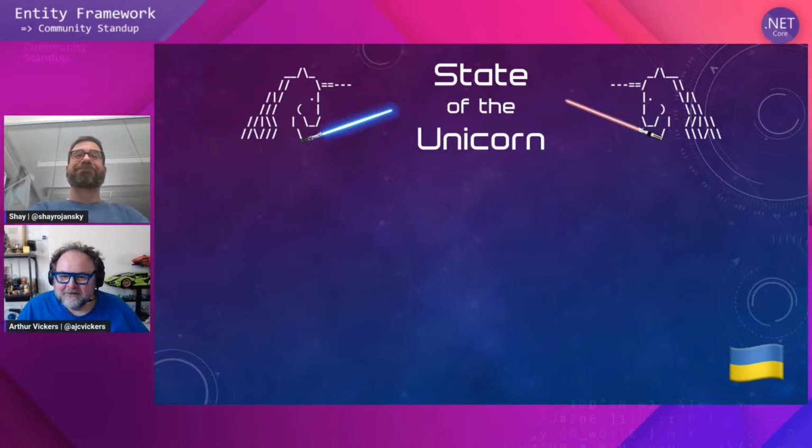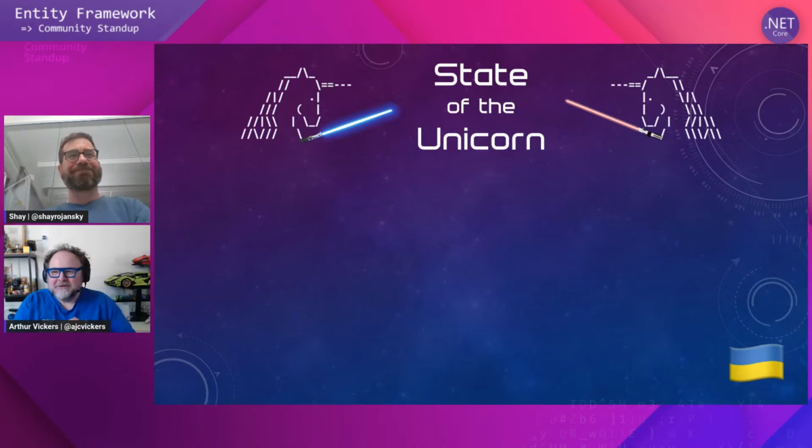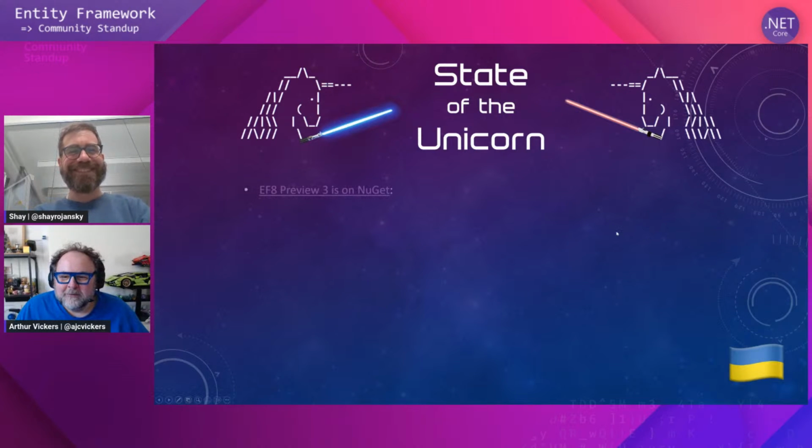Okay, let's start with State of the Unicorn. I have to just switch to this view. No, not that view. I have to add this to the stream and then go to this view. There we go. Yeah, professional. We know how to do this. Okay, so what's going on?